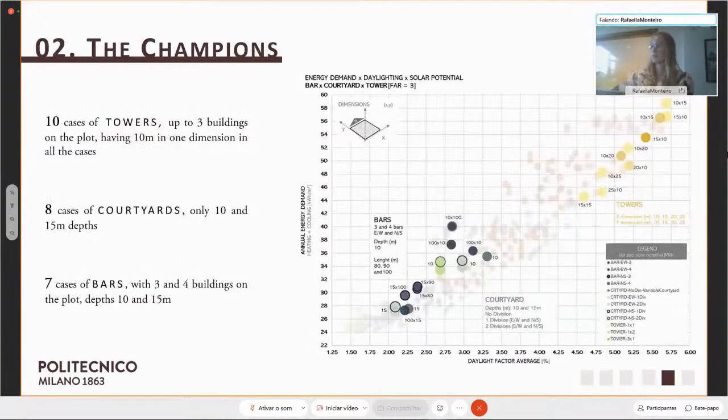And then we end up with 25 best performing cases, which you can see highlighted on the graph from the typology comparison. And from that, 10 cases are towers, 8 cases are courtyards, and 7 cases are bars. And it's curious to see that the depths of all the best performing buildings are mainly the 10 and 15 meter cases only.